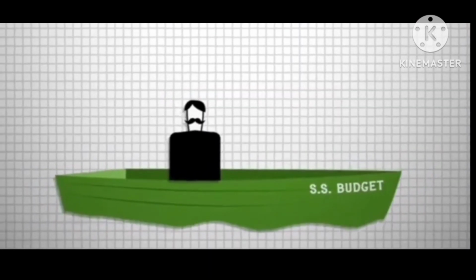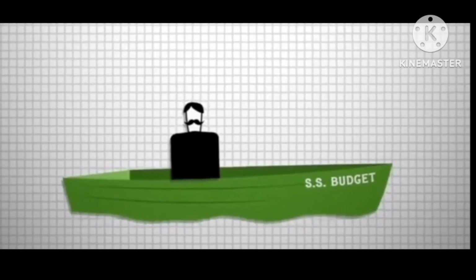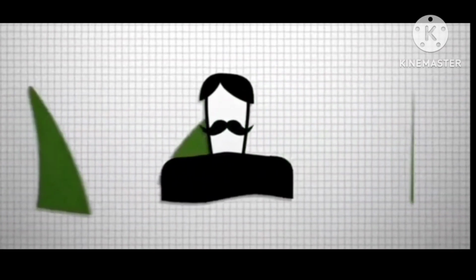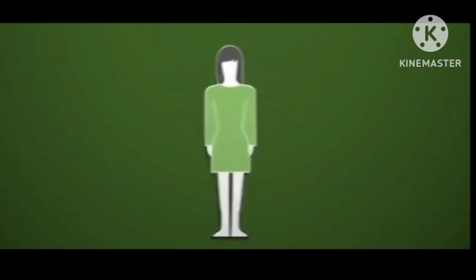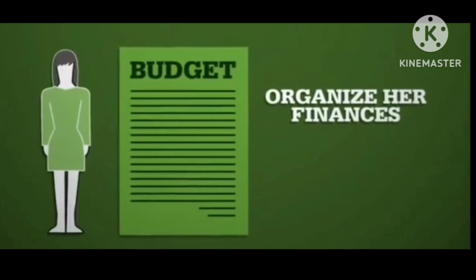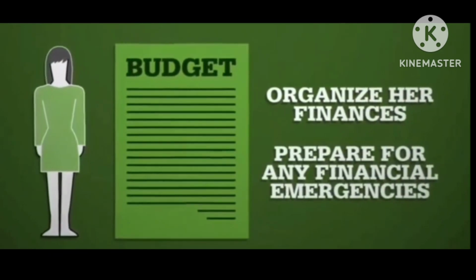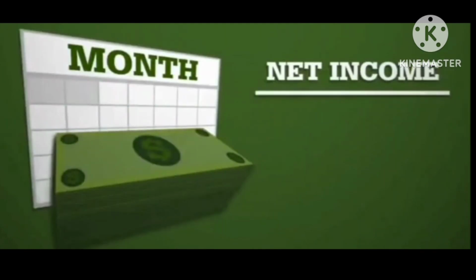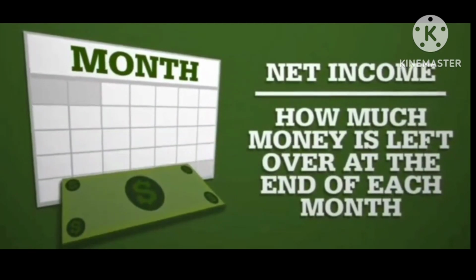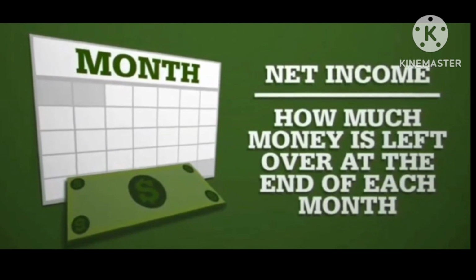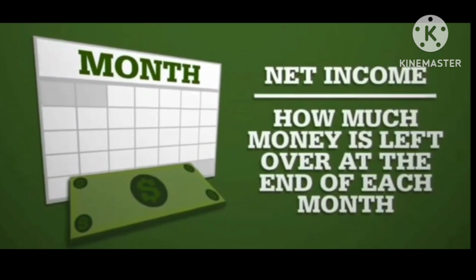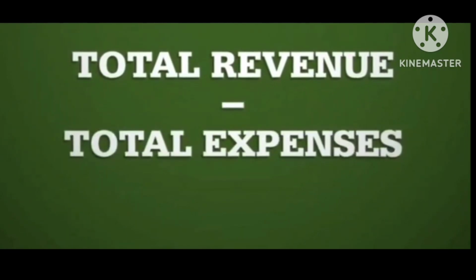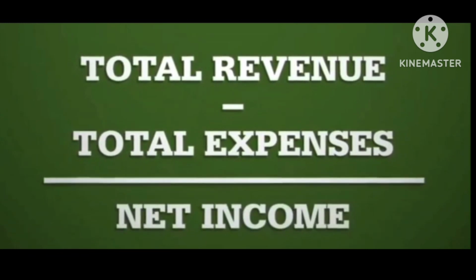Having a budget is the difference between being financially responsible and flirting with financial peril. Deborah has made the wise decision to create a budget to organize her finances and prepare for any financial emergencies. Her first step is to determine her net income. The net income is how much money Deborah has left over at the end of the month. This amount is found by using the following equation. Total revenue minus total expenses equals net income.